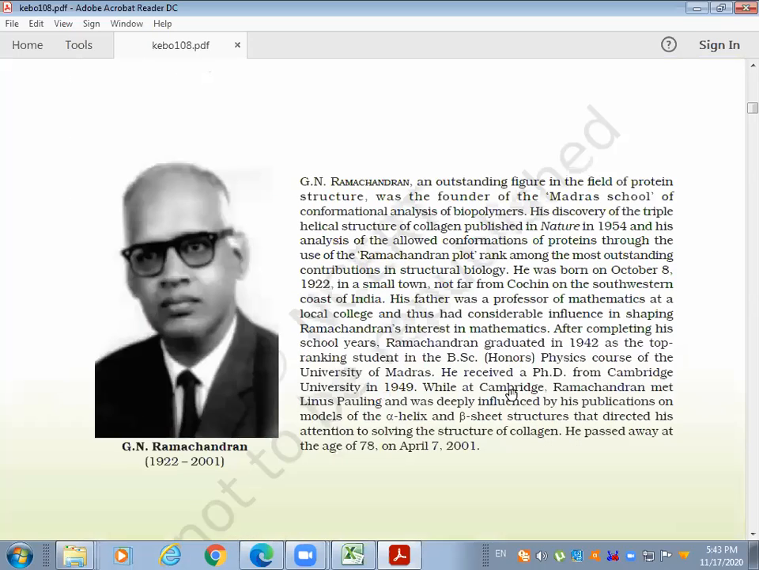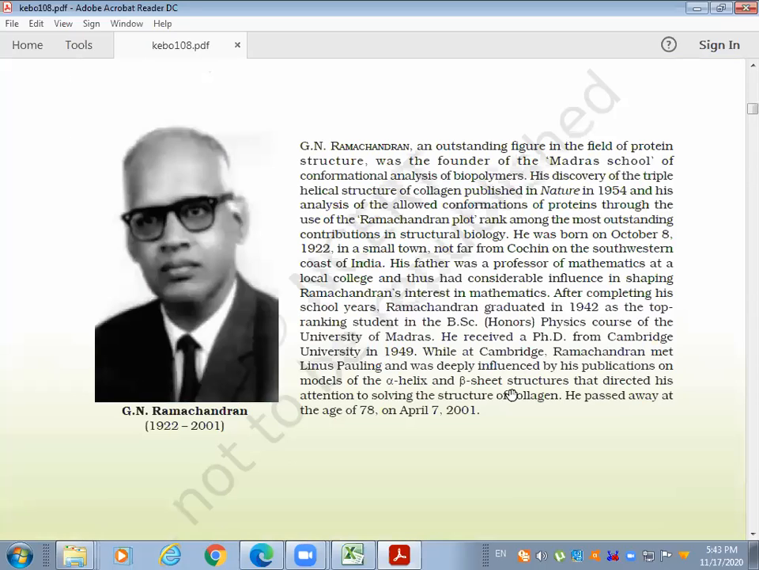Moving on, we need to know the scientist G.N. Ramachandran, an outstanding figure in the field of protein structure, who was the founder of the Madras School of Conformation Analysis of Biopolymers. His discovery of the triple helical structure of collagen, published in Nature in 1954, and his analysis of the allowed conformations of proteins through the use of the Ramachandran plot rank among the most outstanding contributions in structural biology. He was born on October 8, 1922 in a small town not far from Cochin on the southwestern coast of India.